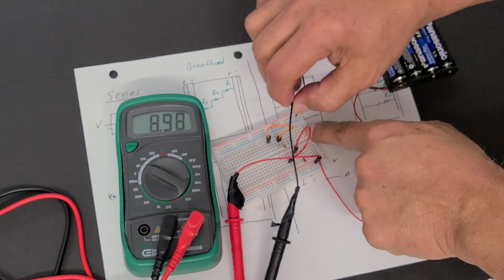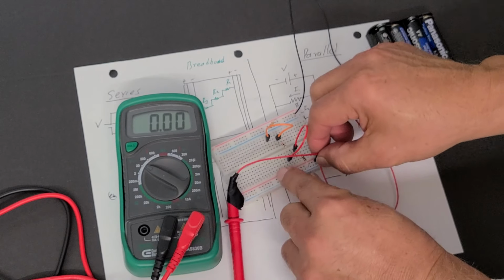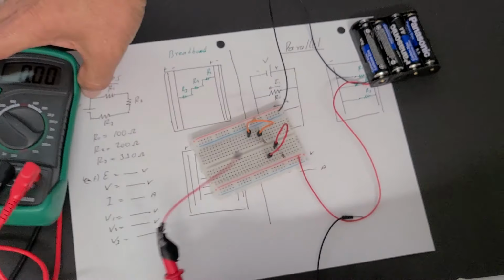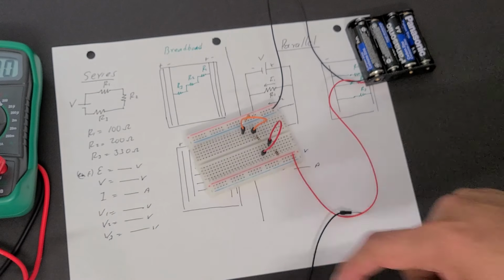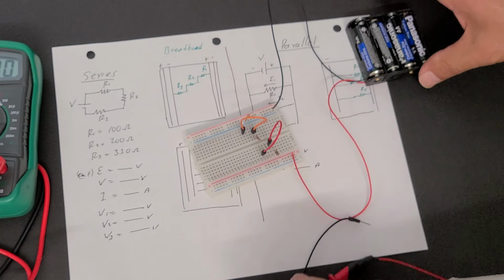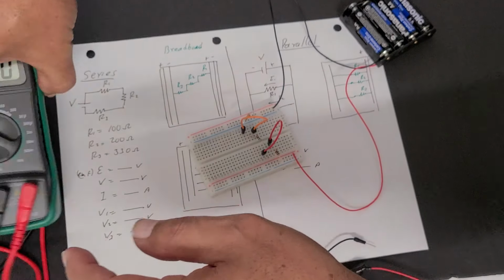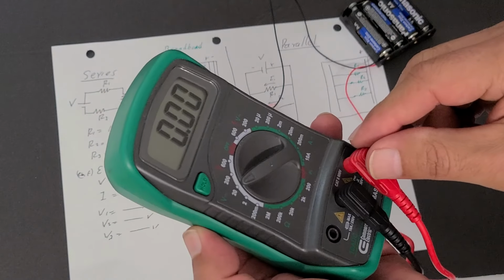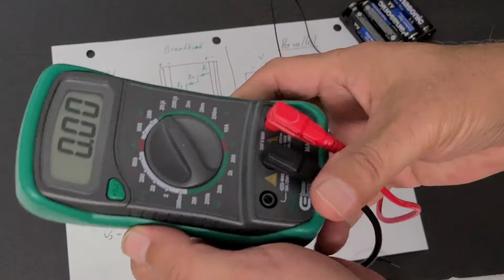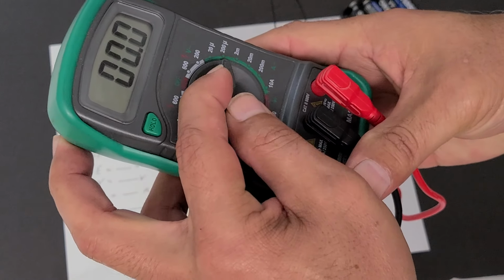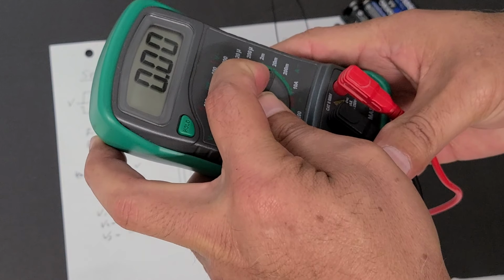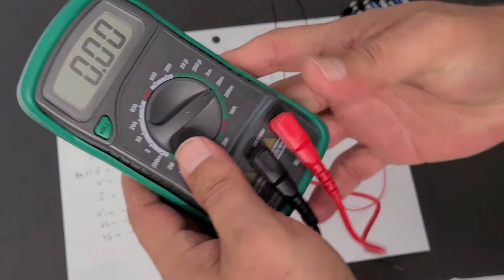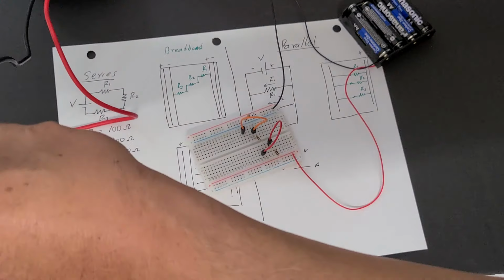Now let's find, what else do we need in this part? Look, we found already the electromotive force and the voltage. Let's find the current of the circuit. In that case, let's move this multimeter to amps. Let's go to, let's say, 20 milliamps. Okay, let's go to 20 milliamps. Hopefully it's going to be enough.